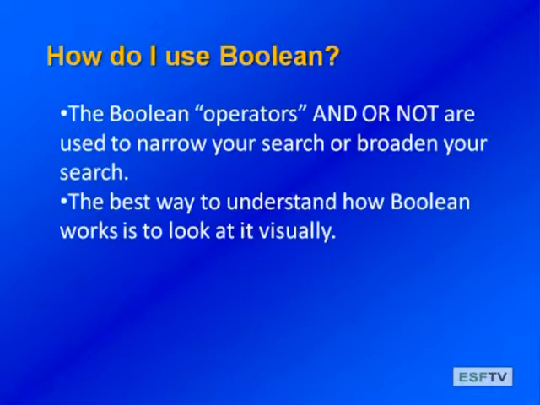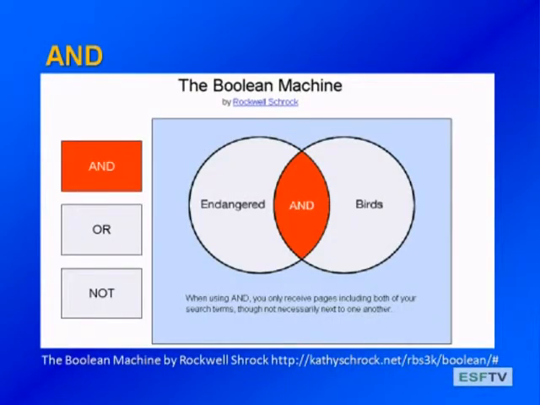So we're going to go ahead and look at a series of slides that will help you visualize how Boolean can help you. The first operator we're going to talk about is AND. So if I have two keywords that I want to always be together in my search results, I will use the connector AND. So if I'm searching for endangered birds, I would say endangered and birds. So all my results will have the two keywords together.